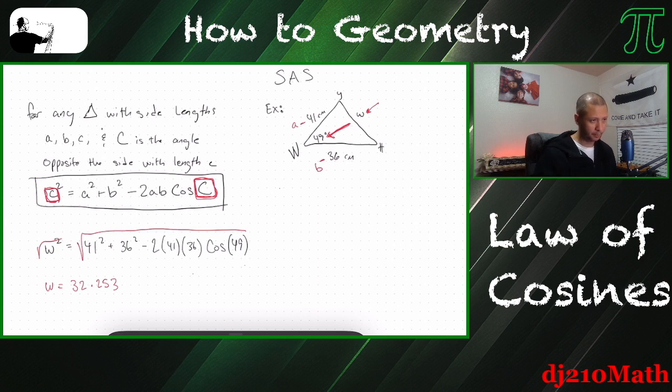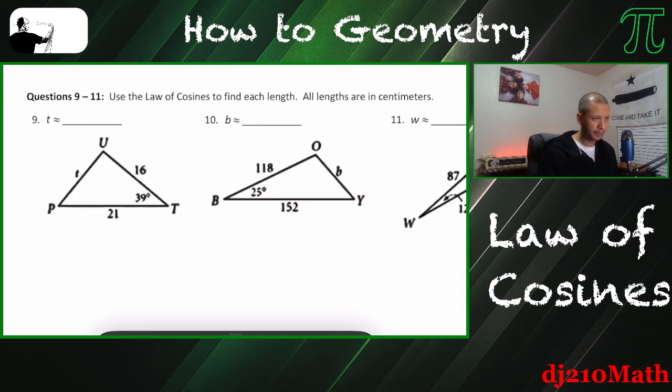All right, so let's look at some more examples. So again, the big takeaway is that the side that we're solving for needs to be across from the angle that we know. And we utilize this formula here. Let's look at some examples here.